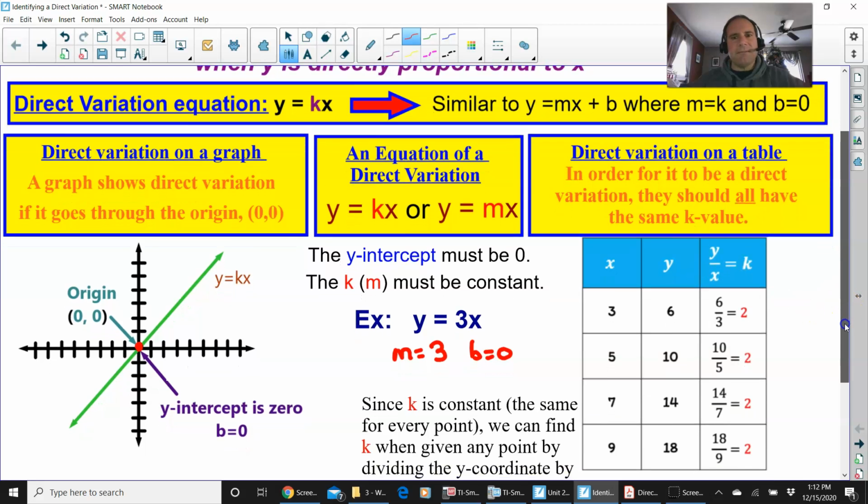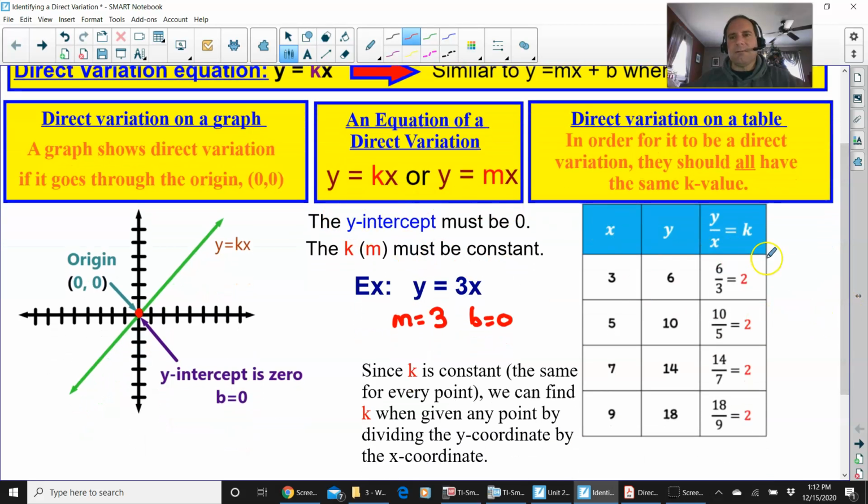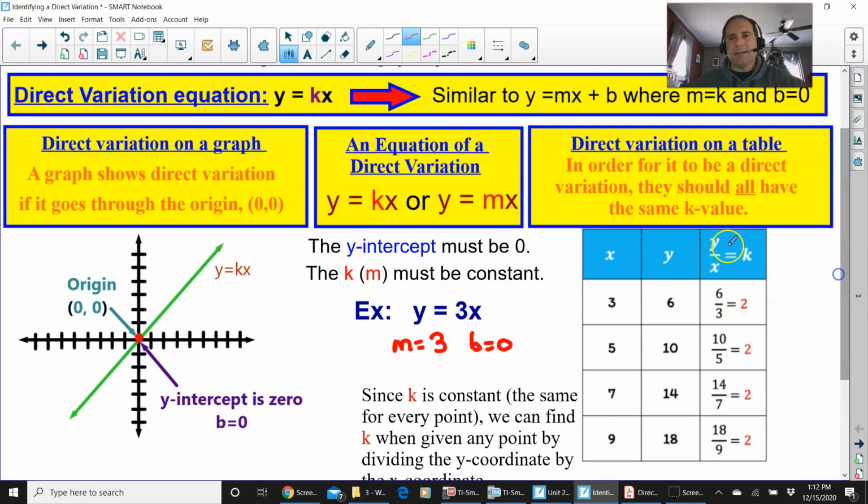The most difficult out of the views to identify is the direct variation of the table, because a lot of people forget it. So this equation, y equals kx, can be solved for k like this: k equals y over x. If you solve for k, you're dividing by x on each side, and you get k equals y over x. If you divide the y value by the x value and come out with the same constant, that means you have a direct variation.